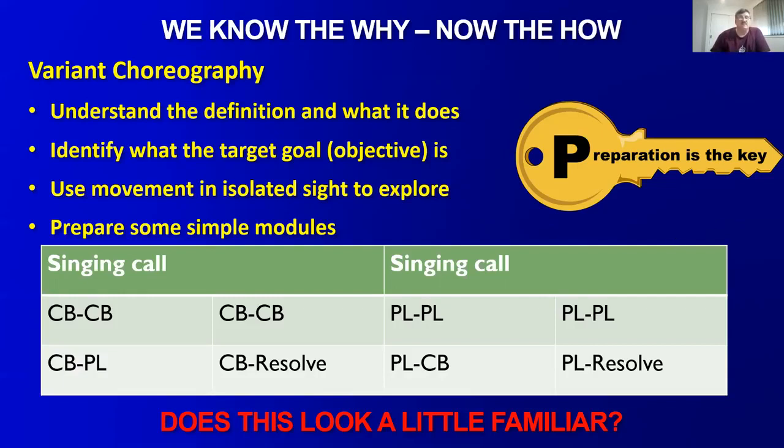Okay, and that approach is to understand the definition and movements of what the movement does that you want to focus on. You identify what you want to achieve. You use the movement in isolated sight if you're comfortable with that. That's just two couples dancing to explore possibilities. You prepare some simple modules that are going to use that movement. I suggest corner box to corner box, partner line to partner line, 2 conversions and 2 resolutions, 1 from each of the corner box and partner line. That's just a start. After a while, you'll develop more and more, but start small and build on it.